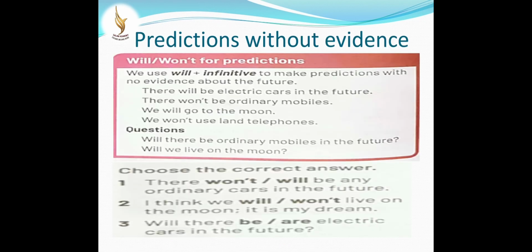Predictions without evidence. If I wanted to talk about the future, my own point of view without evidence, I can use will or won't for predictions. We use will or won't followed by verb infinitive to make predictions with no evidence about future. There will be electric cars in the future. There won't be ordinary mobiles. I think we will go to the moon. We won't use land telephone.